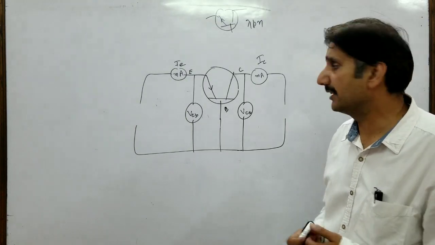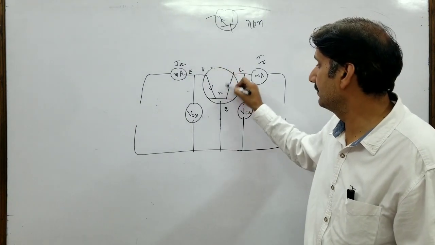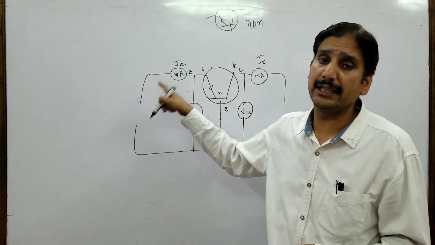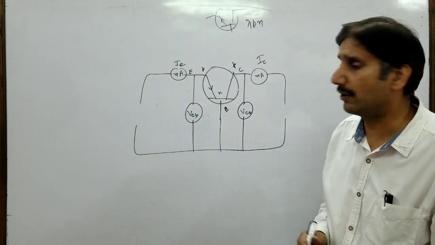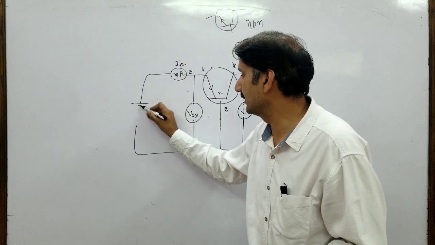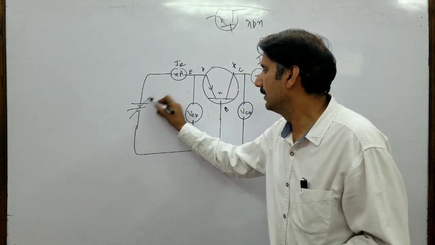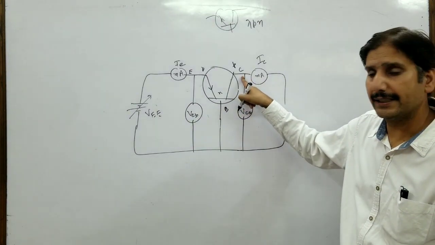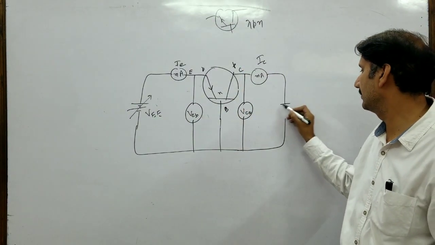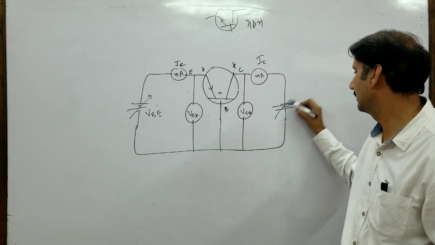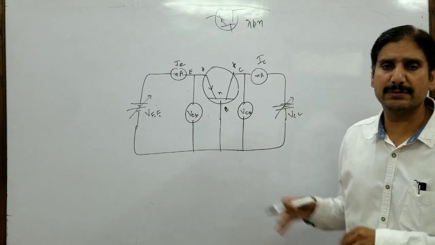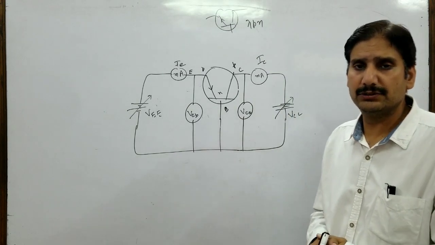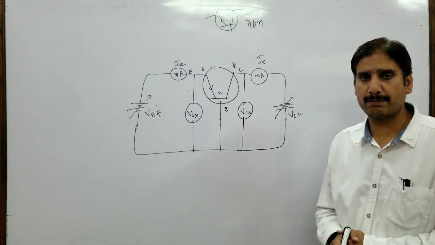How should the battery be connected? Since it's a PNP transistor, this is the emitter and the emitter-base junction has to be forward biased, so P is connected to positive. This is VEE. The collector-base junction should be reverse biased, so P is connected to negative. This is the VCC battery. So this is the basic circuit to draw the characteristics of a transistor.